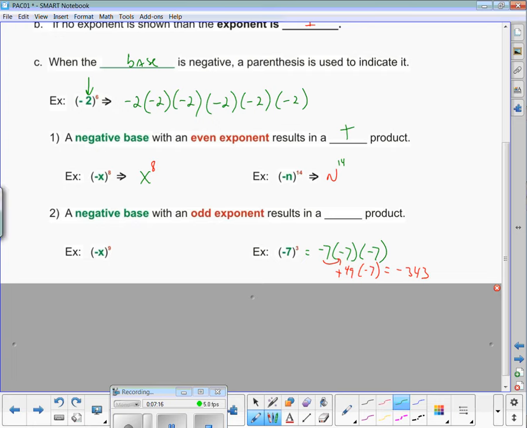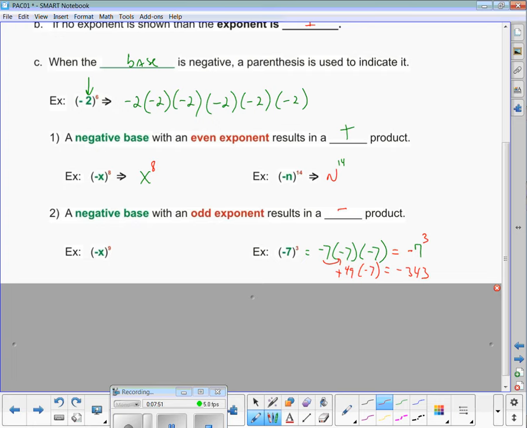But what we're dealing with right now is we can rewrite this. Negative 7 cubed is exactly the same as negative 7 cubed. I'm going to take my green for the base, and then I'm going to take my red for the exponent. Those are exactly the same, right? And it's going to end up being a negative 343. So let's go back to number two and fill in the blank. A negative base with an odd exponent results in a negative product.